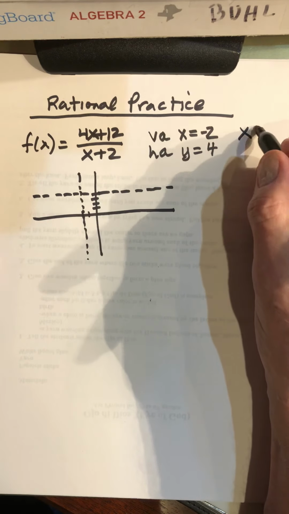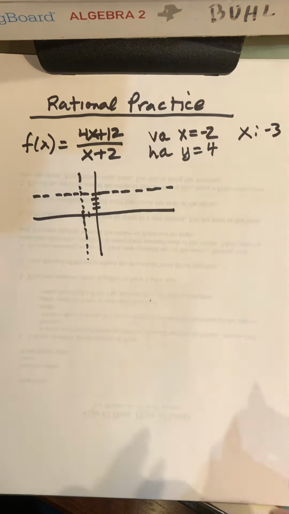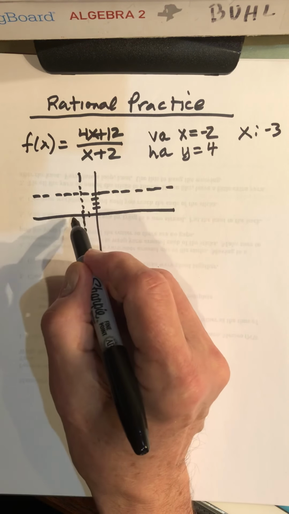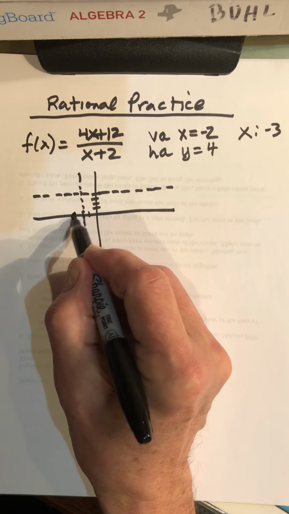So the x-intercept is -3. All right, let's draw that. That would be right here. That's -3 right there.